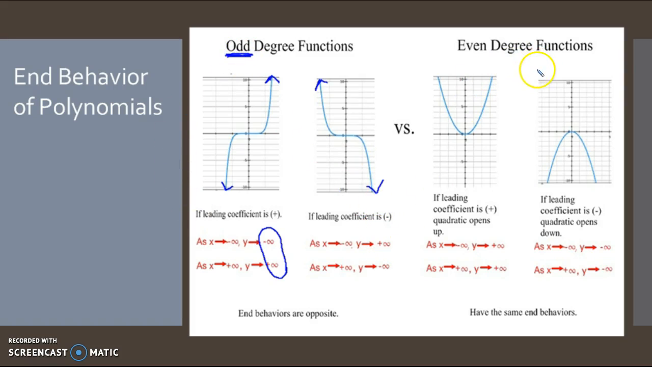For even degree functions, that means that they're going to be doing the same thing. So in this case, they're both going up forever, so both of these are positive infinities. In this case, they're both going down, so these are both negative infinities. Odds are opposites, evens are the same.